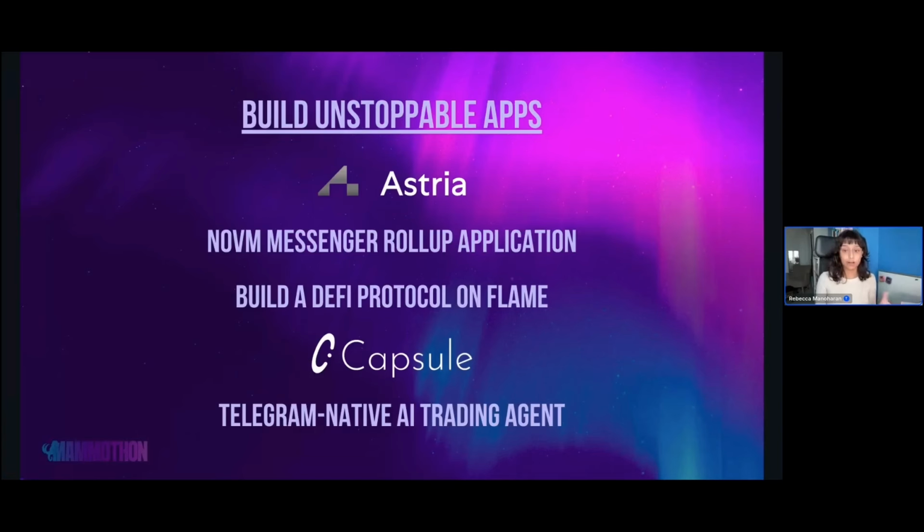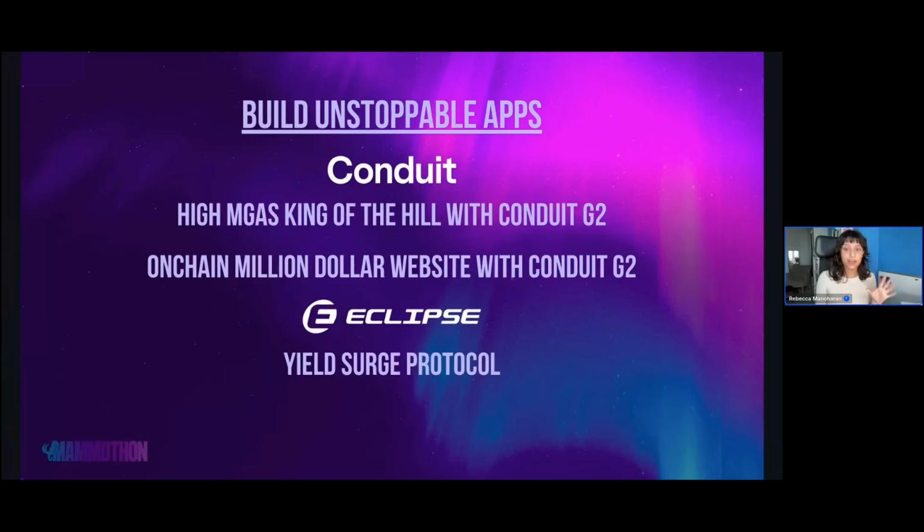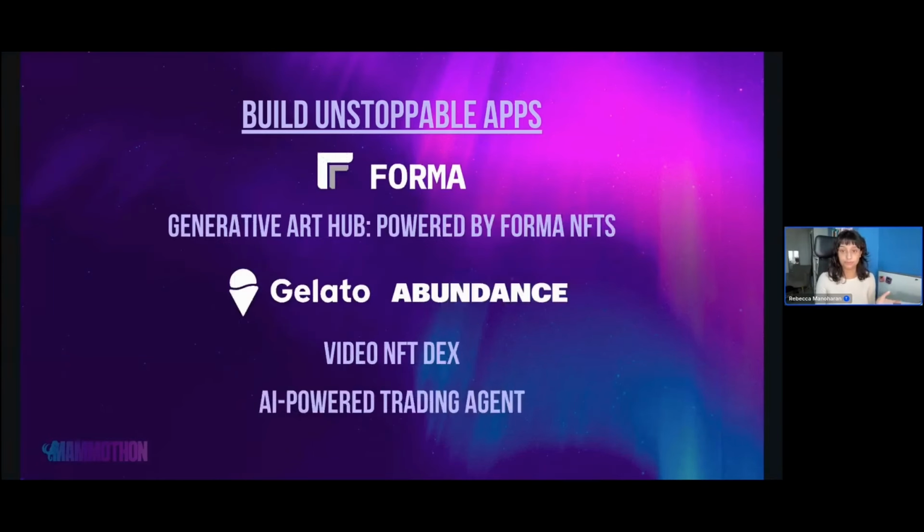Then we have Capsule, a wallet and authentication suite for crypto applications. In the Build Unstoppable Apps category, they want you to build a Telegram native AI trading app. Now we have Conduit, which is a blockchain infrastructure platform specifically designed to simplify rollup deployment. They want you to build apps on Conduit G2, so that's a high MGAS king of the hill and an on-chain $1 million website. And then we have Eclipse, which is a layer 2 solution using the SVM, and they want you to build a yield surge protocol.